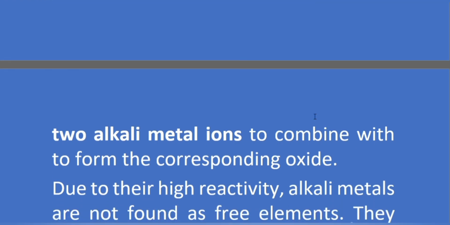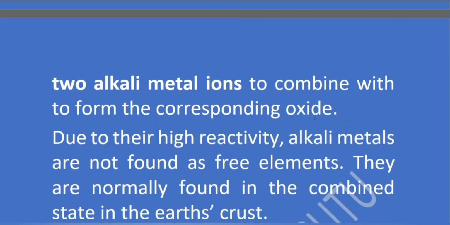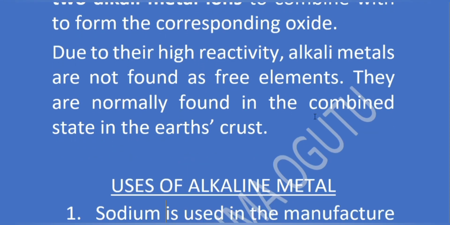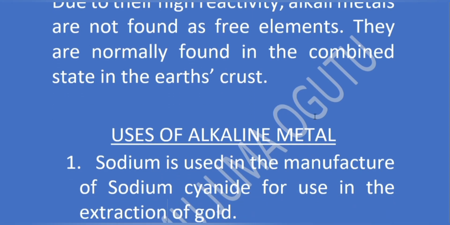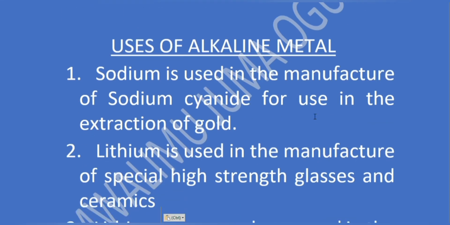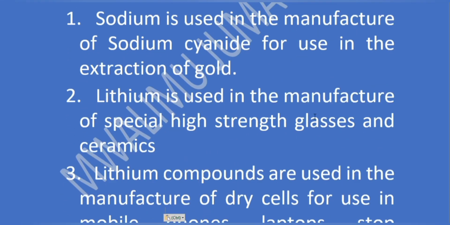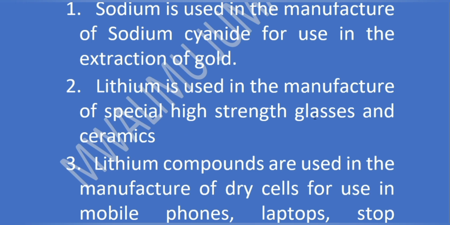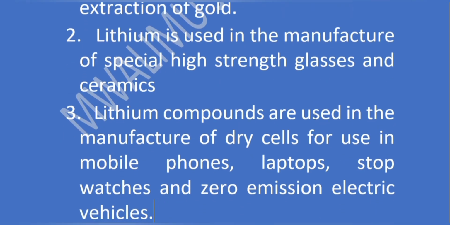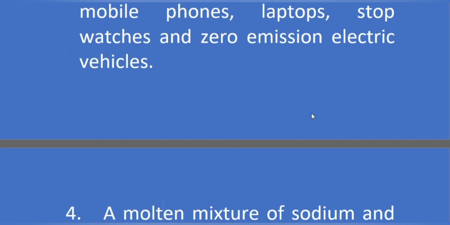Two alkali metal ions combine with one oxide ion to form the corresponding oxide. This is because the valency of oxygen is 2, while for the alkali metal it is 1. Due to their high reactivity, alkali metals are not found as free elements. They are normally found in a combined state in the earth's crust.